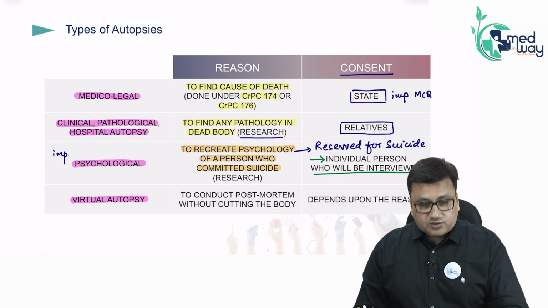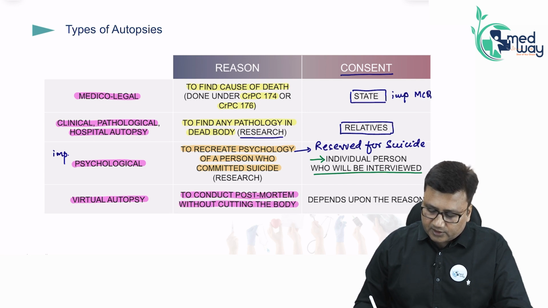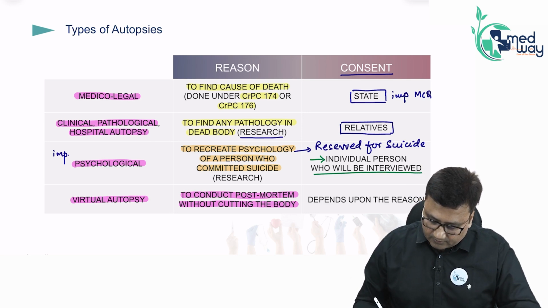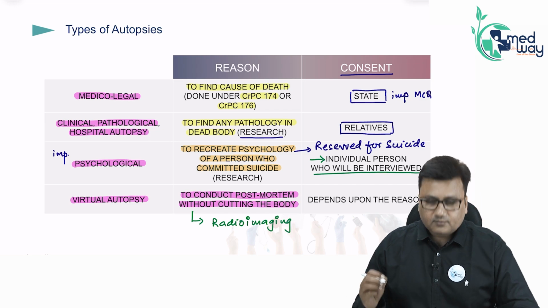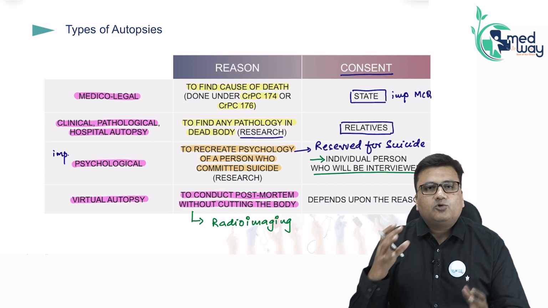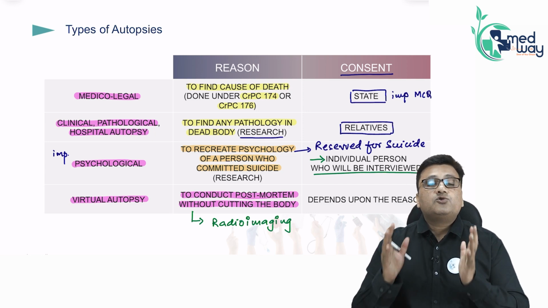The fourth autopsy is called virtual autopsy. Virtual autopsy is done to conduct post-mortem without cutting the body. Okay. And how is this possible? This is possible by radio imaging. So, you take the help of radio imaging to look into the interior of the body. Thus, there is no cutting of the body.